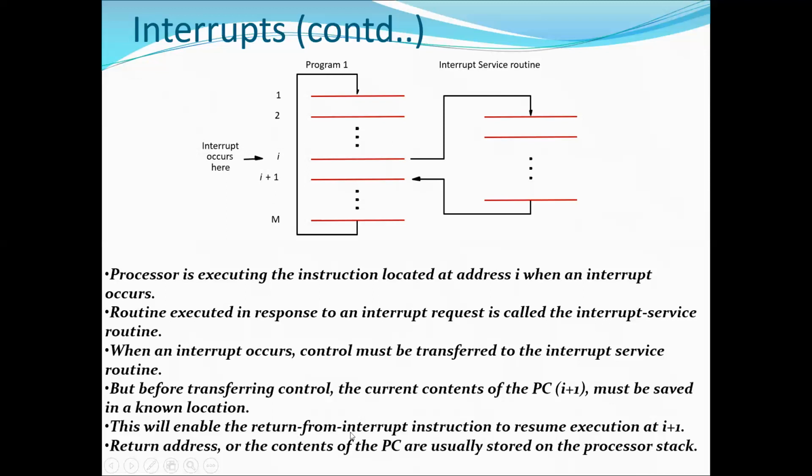This will enable the return from interrupt instruction to resume execution, so it will start executing from i+1. This return address may be stored in some other register or in a stack.